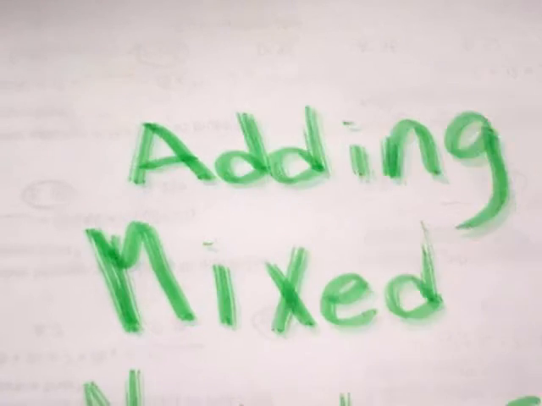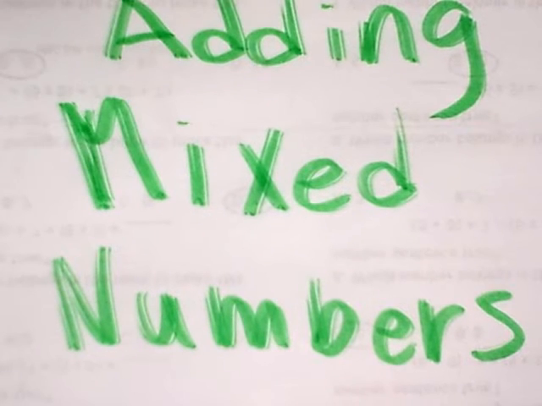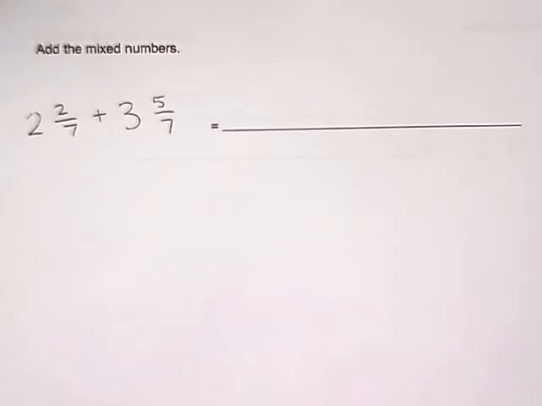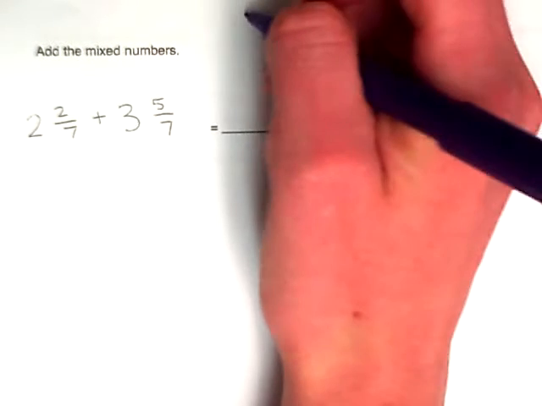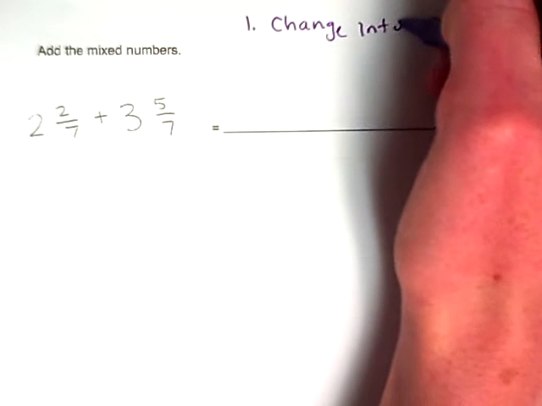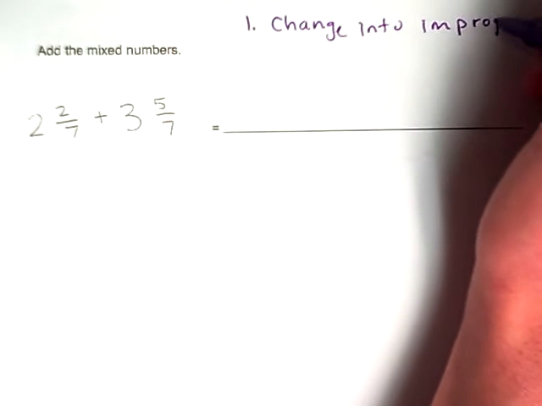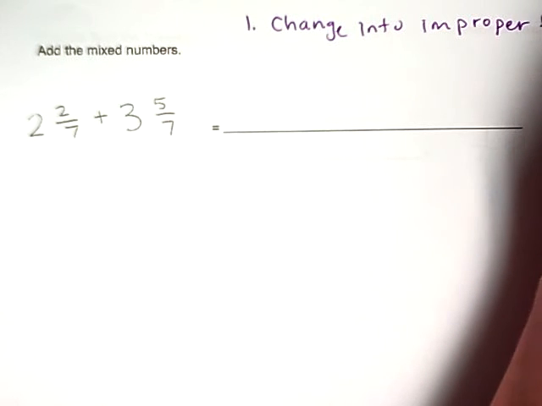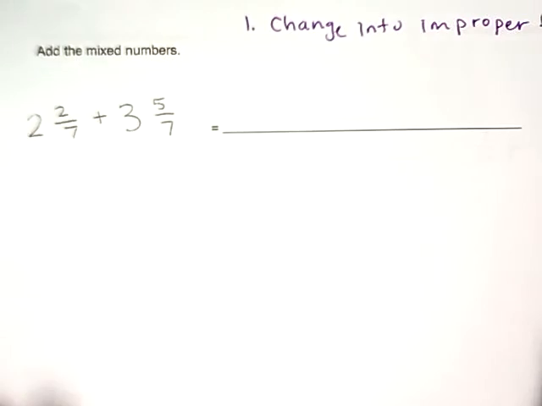Okay, so now we're going to start our lesson on adding mixed numbers. The first thing that we're going to need to do is change the form that these mixed numbers are in. We're going to change them into improper fractions. So the first step is to change into improper fractions. And then I can give you an example of what an improper fraction looks like.